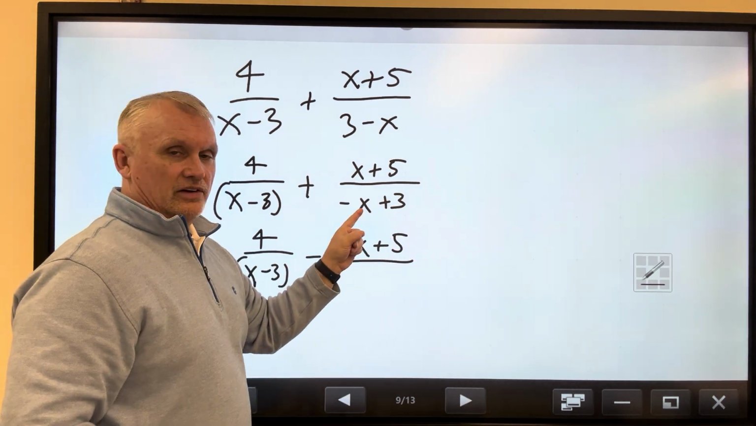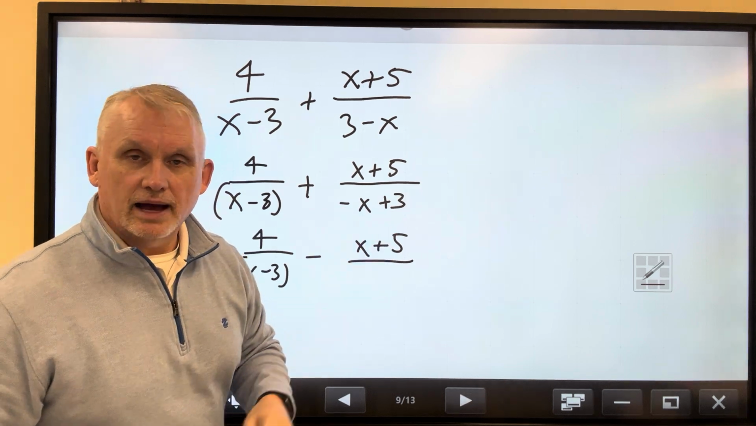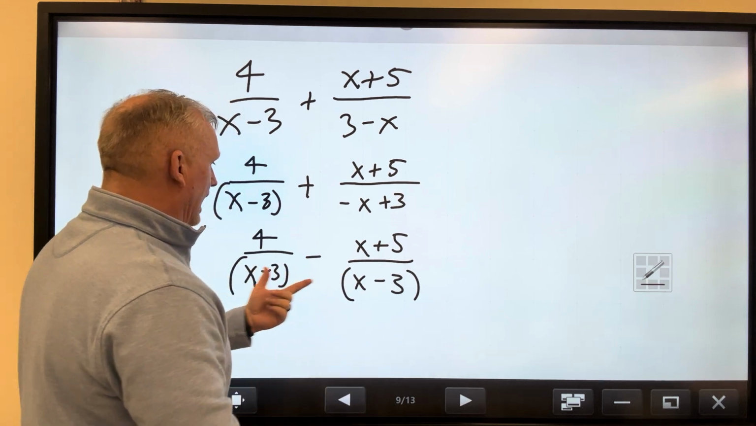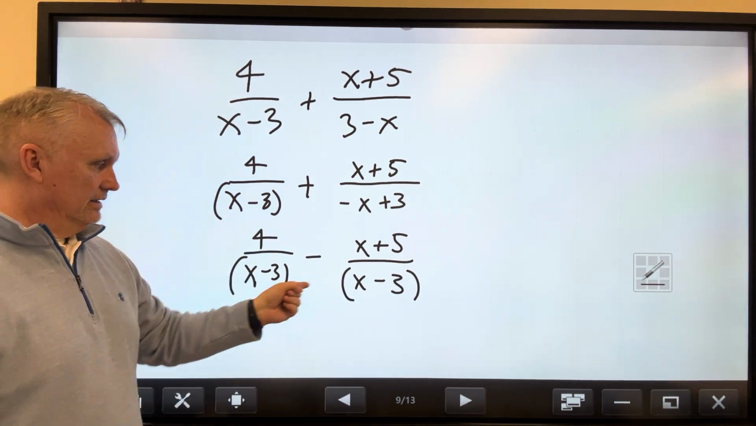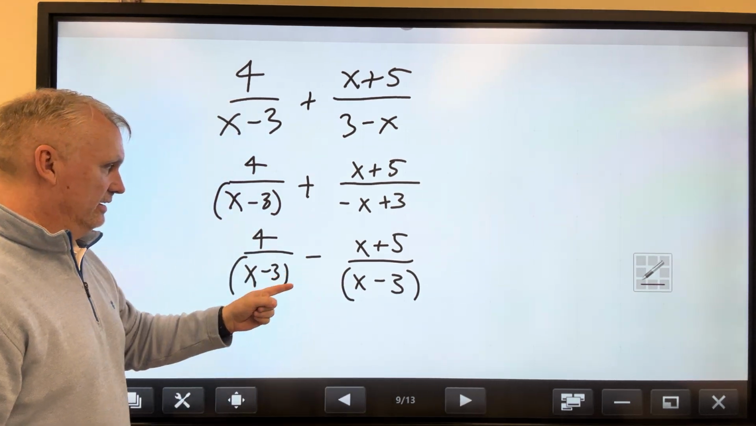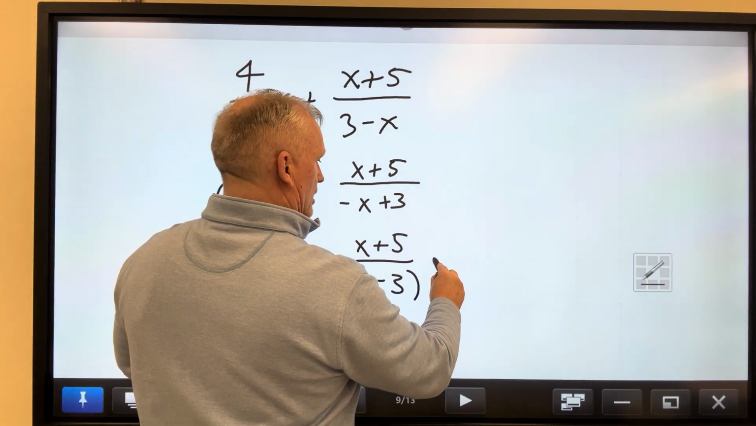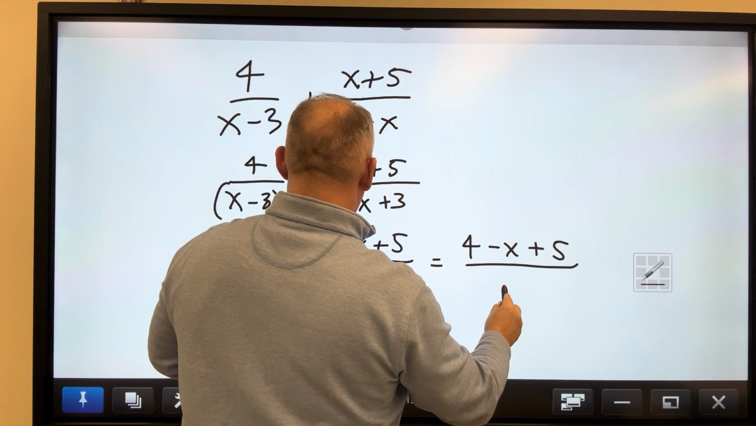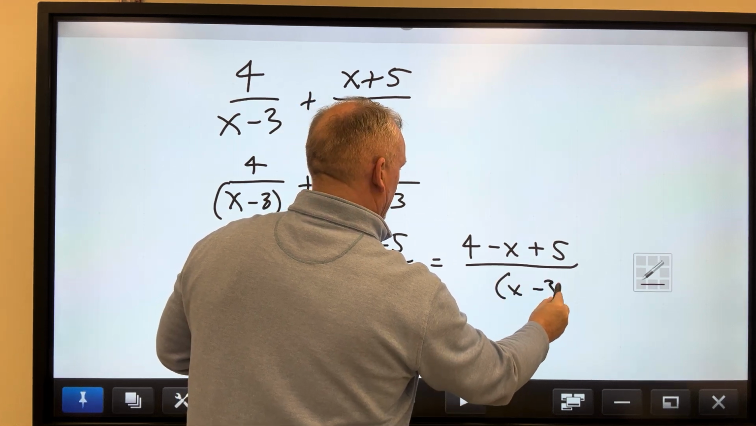You factored out a negative in the bottom. You don't do it to the top, you do it to the bottom. And you end up with x minus 3. Well, look at that. I got a common denominator. So you just combine the numerators. 4 minus x plus 5 over x minus 3.